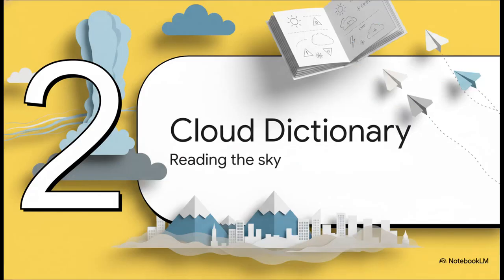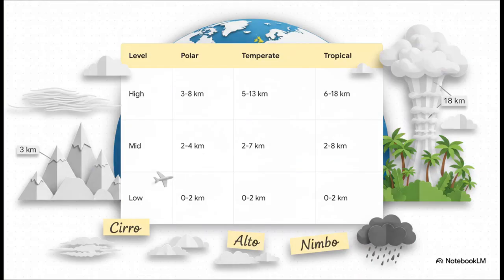Moving on to Section 2, reading the cloud dictionary. We're going to read the sky like a book. Our atmosphere actually bulges out at the equator and shrinks down at the poles. It's definitely not some static, flat ceiling. Take a look at this chart.